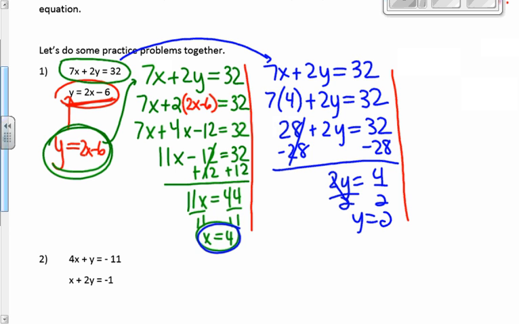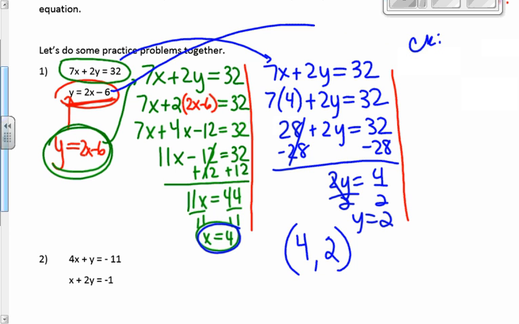So y equals 2. Now we're going to put the 2 together. My x is 4. My y is 2. Then again, just like what we've been doing, we're going to check. We're going to take the second equation and bring it over here. So y equals 2x minus 6.